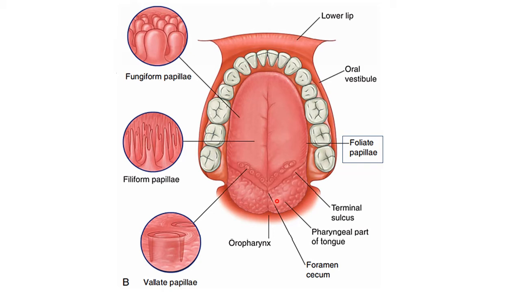Coming to the pharyngeal surface, the mucosa covering the pharyngeal surface of the tongue is irregular in contour because of many small nodules of lymphoid tissue in their submucosa. These nodules are collectively called the lingual tonsil. There are no papillae on the pharyngeal surface.